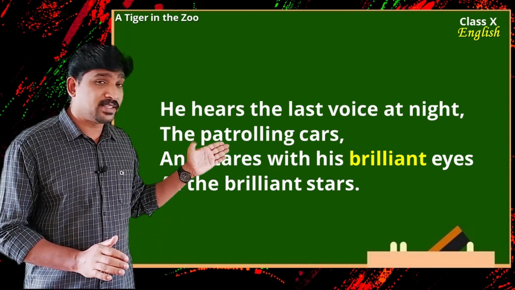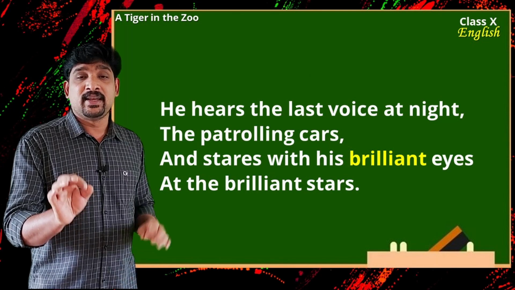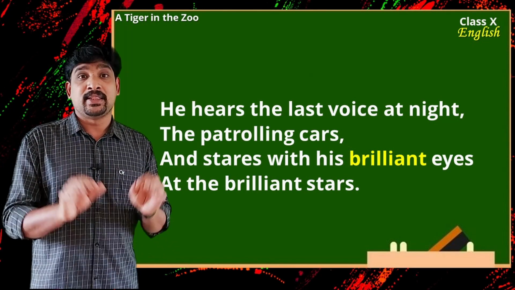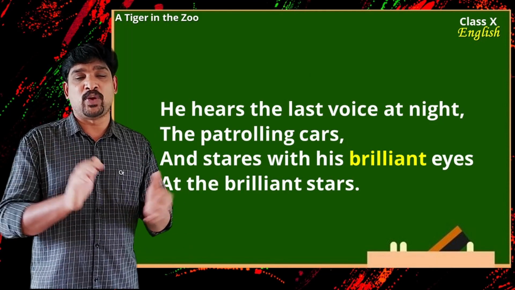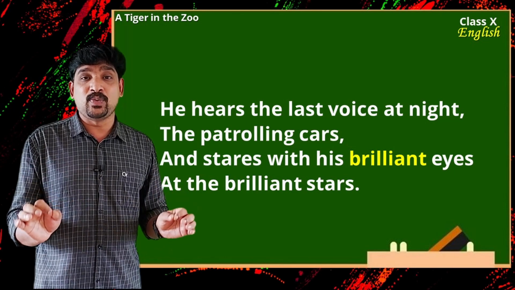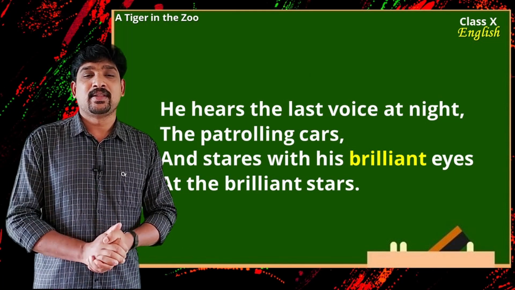In this last stanza, the poet wants to convey that the tiger is sad because he is confined in the cage that makes him unable to do anything he wants. Therefore, he looks at the stars in the sky and tries to divert his thoughts towards them. That's all about the poem.